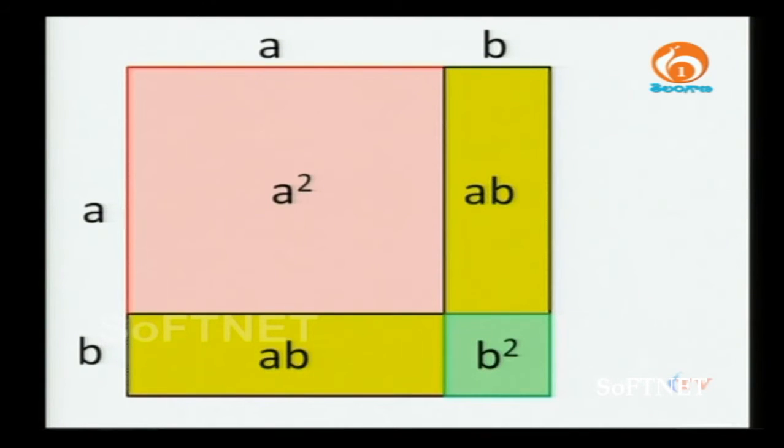So, the large square has side A plus B. Its area is A plus B into A plus B, that is, A plus B whole square, and it contains 4 parts. The areas of the 4 parts are A square, AB, AB, B square. When we add A square plus AB plus AB plus B square, we get A square plus 2AB plus B square. So, here we verified A plus B whole square is equal to A square plus 2AB plus B square.